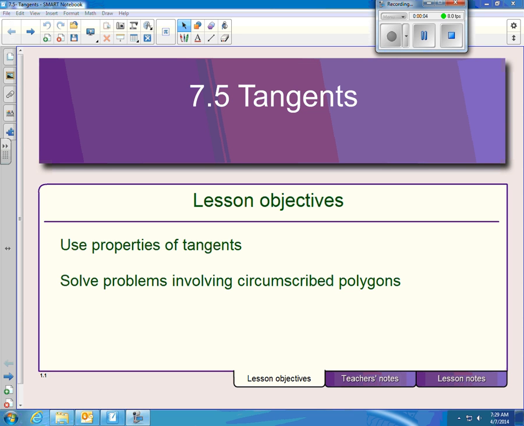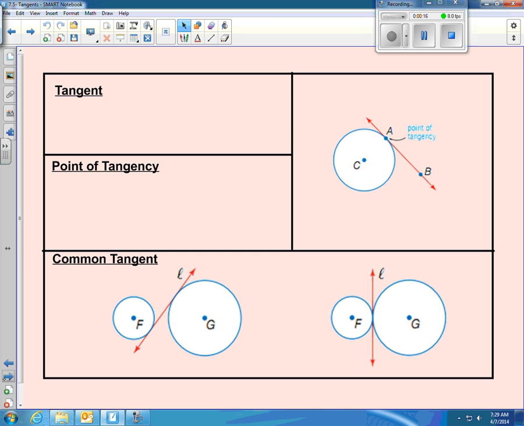It's Mrs. Matheson. We're going to be doing Unit 7, Notes 5 today, and we're going to be covering tangents. We're going to use properties of tangents, and we're going to solve problems using circumscribed polygons. Remember, circumscribed means they're on the outside.